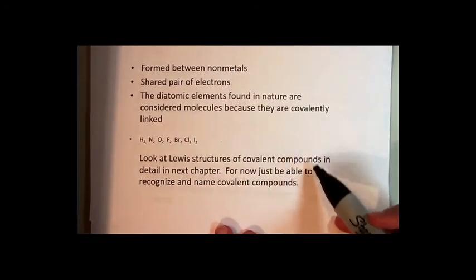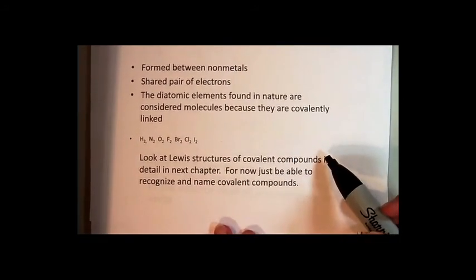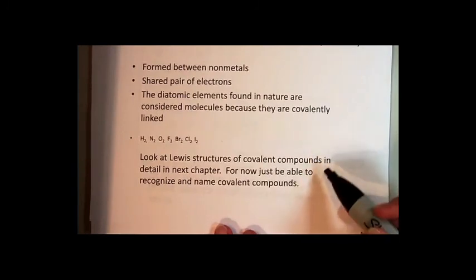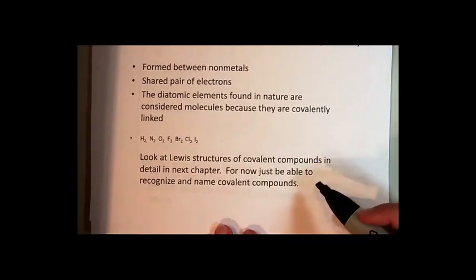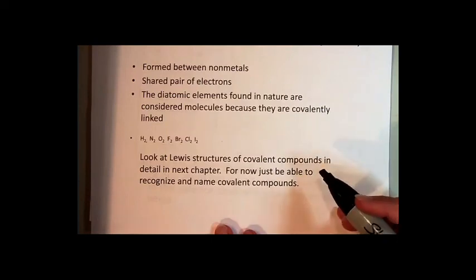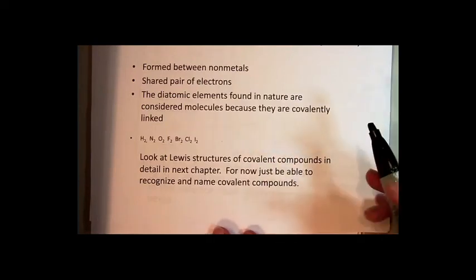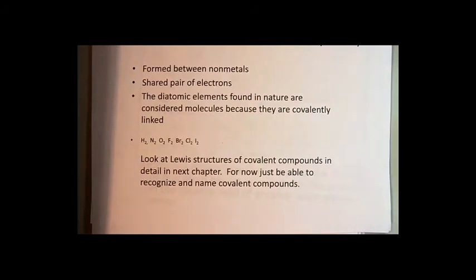We're going to be looking at the Lewis structures in the next unit. We're not going to worry about the Lewis structures of covalent compounds right now. I gave your teacher a simple worksheet for looking at very, very simple Lewis structures of very, very simple diatomic molecules, but we're going to take a detailed look in the next unit. So don't worry so much about that right now. What I want you to know simply is how to recognize and how to name these covalent compounds.